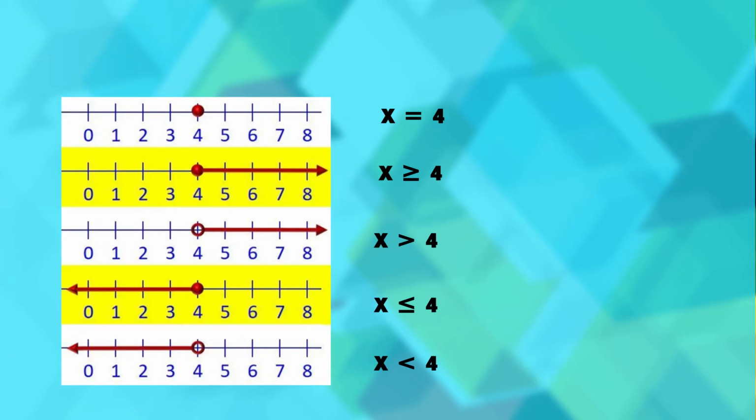So if we look at these number lines that we have here, we could see that some of the circles are open and some of the circles are closed. Take a few seconds and try to see if you could identify which number lines represent which inequality.